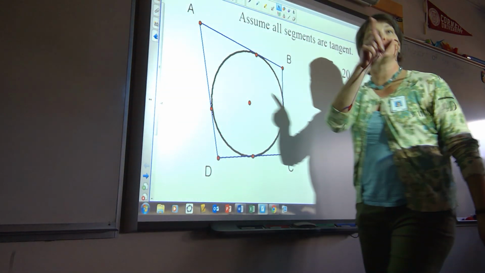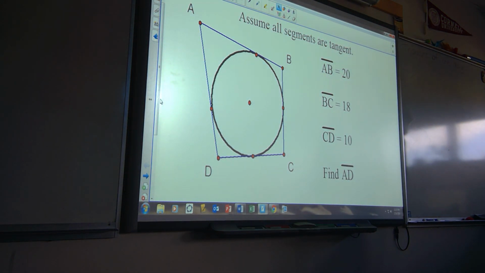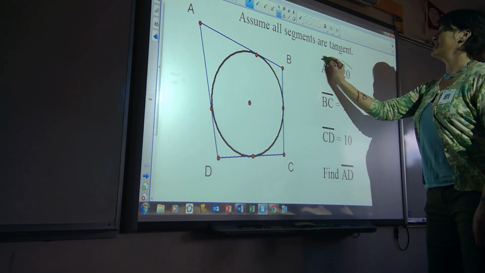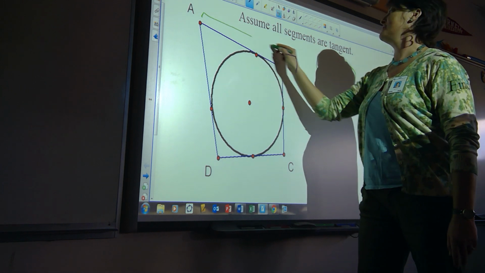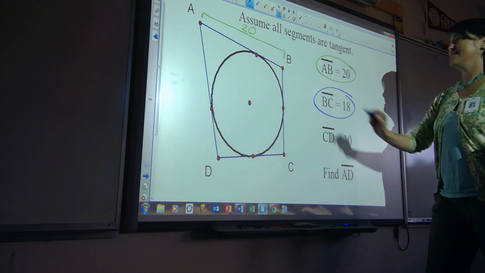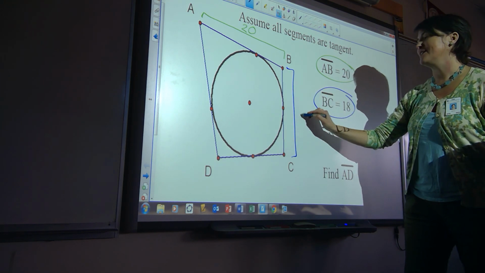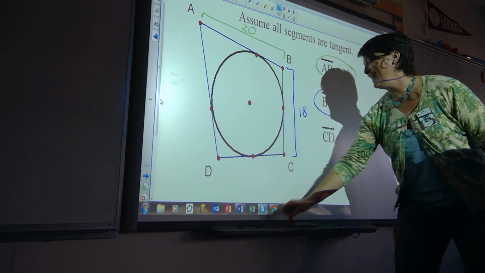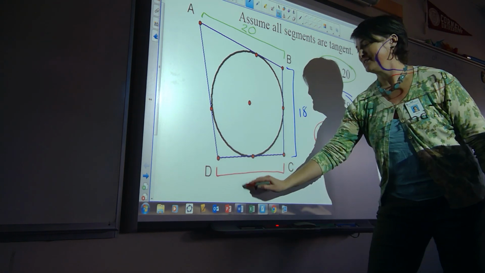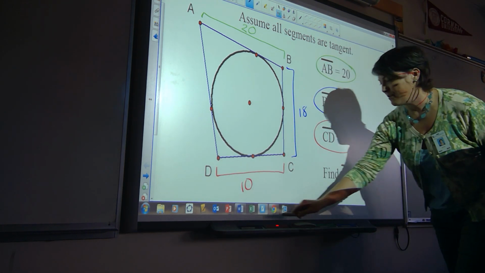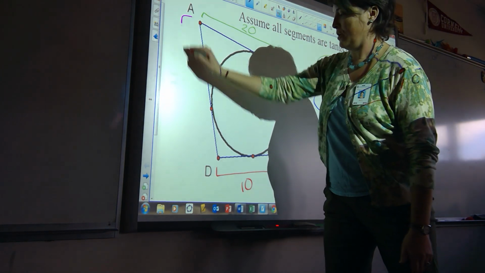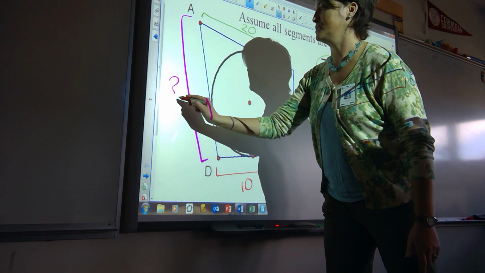Is it faster? I will try to show you a way that's faster. I cannot, yeah, let's try it. Okay. All right, so let's put in our knowns. So this whole thing is 20. This is 18. I will definitely be able to go faster, and so will you. And this one is 10. All right, and our job is to find a D, which is this whole thing, and this is a question mark. Okay.